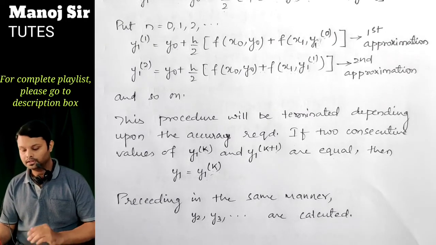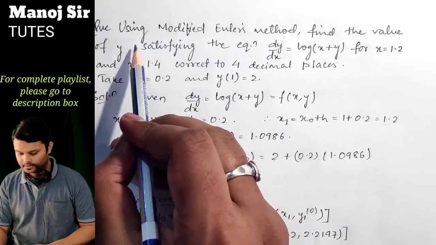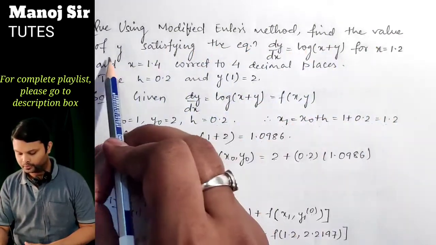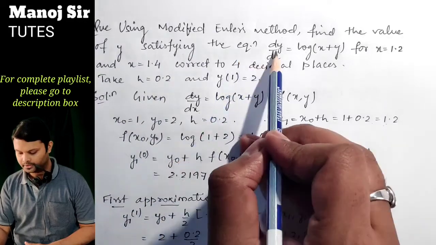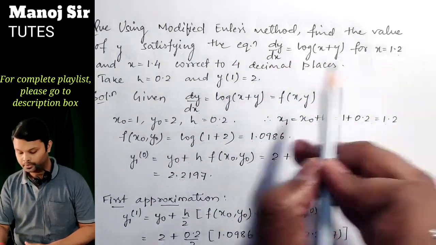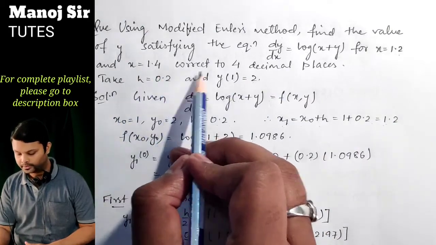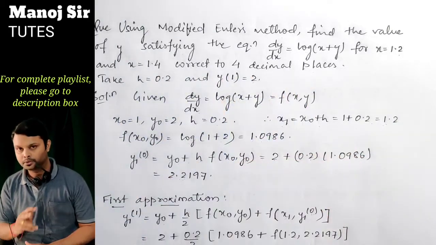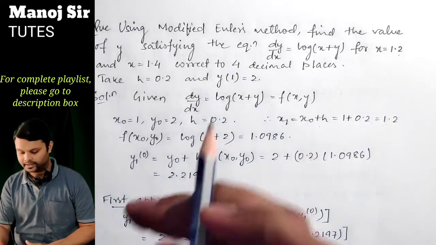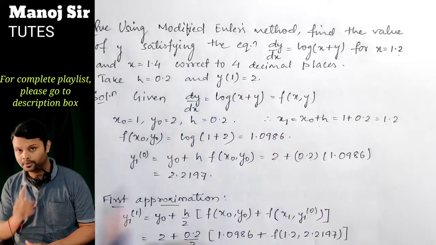Now we will solve one very good question. The question says, using modified Euler's method, find the value of y satisfying the equation dy upon dx equals log of x plus y, for x equals 1.2 and x equals 1.4, correct to 4 decimal places. It means we need to find two values of y, first at x equals 1.2 and the second at x equals 1.4, correct to 4 decimal places.